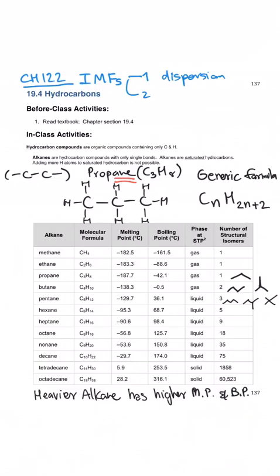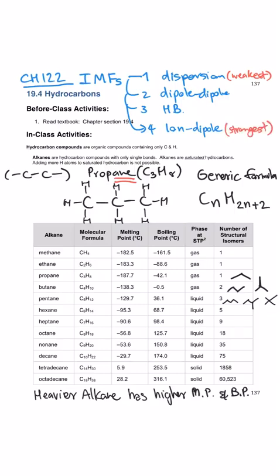The second one is dipole-dipole. The third one is hydrogen bonding. And the last one is ion dipole. The strength of the intermolecular forces will determine the physical state of the compound. Dispersion is the weakest type of IMF, and ion dipole would be the strongest type of IMF.